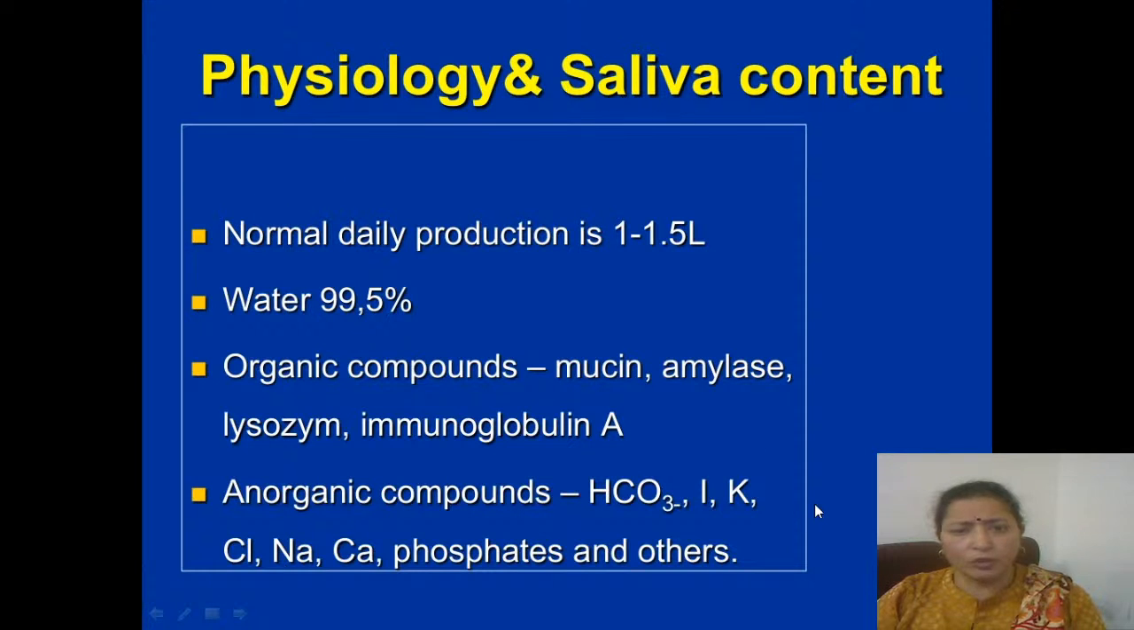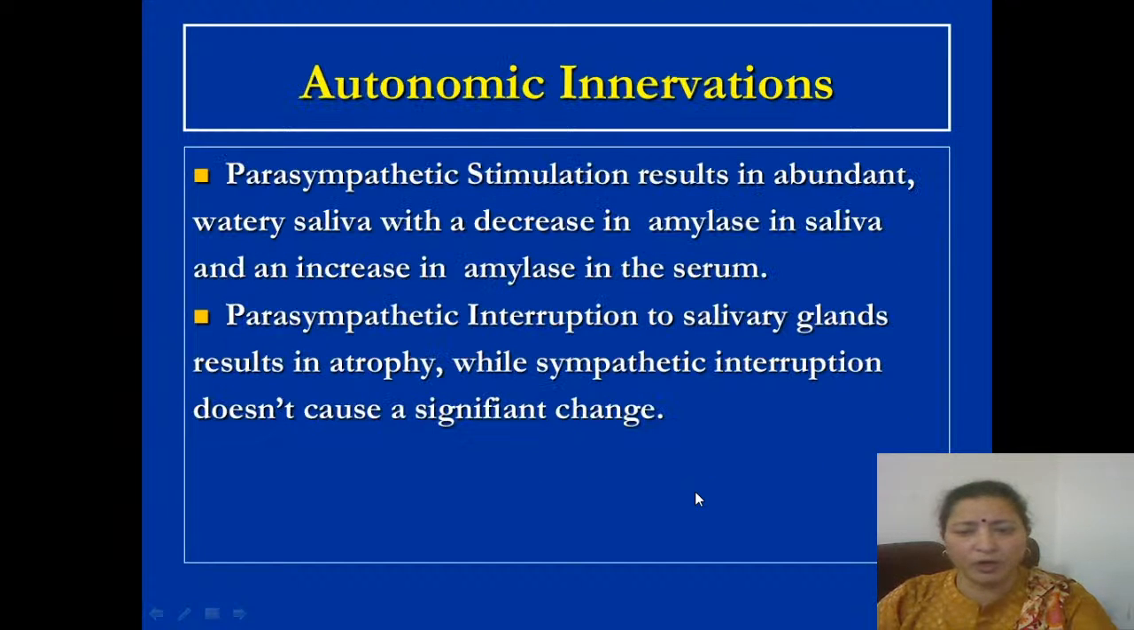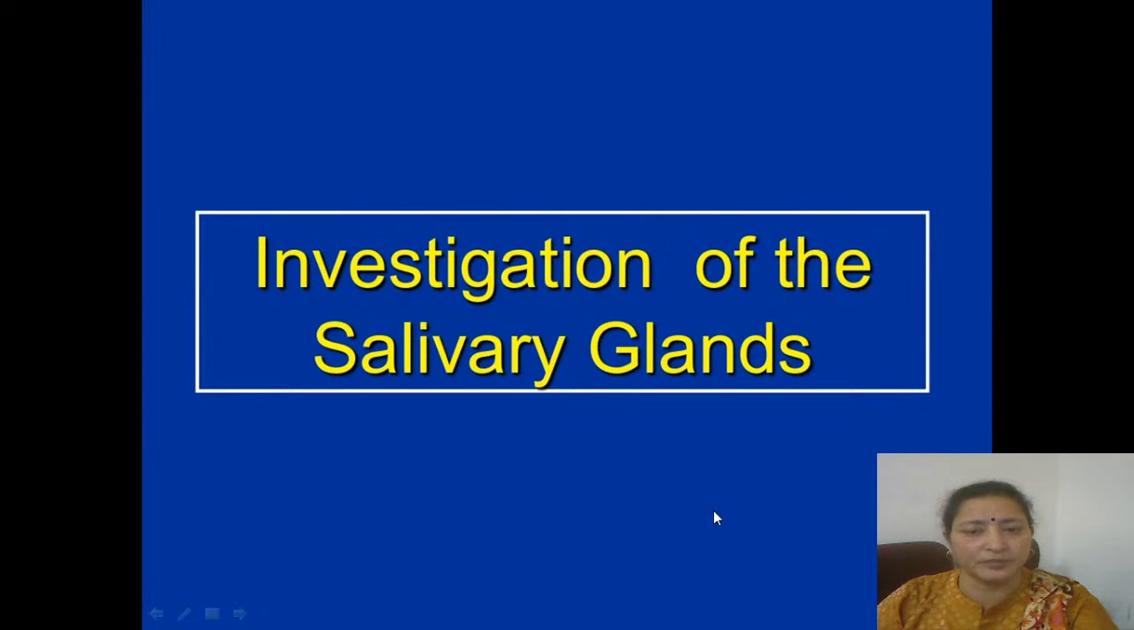This you already know, that normally 1 to 1.5 liters of saliva is poured out from the various salivary glands, and 99.5% of that is water and other contents. We will not go into the detail. It lubricates the mouth, helps in chewing and other things. This is the autonomic nerve innervation, how the stimulus comes from parasympathetic and sympathetic nerves to it.